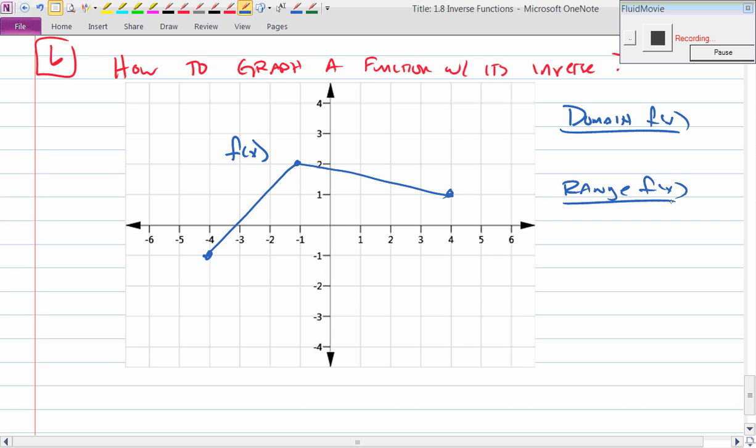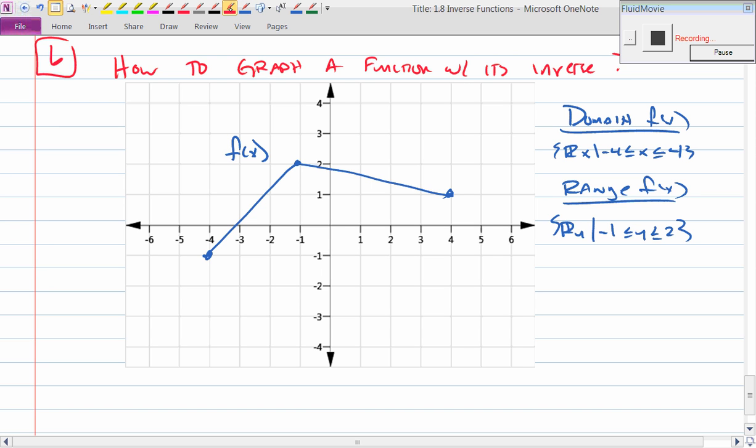Okay, so look at this picture here. What will be the domain? From where to where? Where does it live? Yeah, so all real numbers x such that -4 less than or equal to x less than or equal to +4. Good. What about the range for this one? All real y such that -1 less than or equal to y less than or equal to 2. Good. Okay, good. Now, we want to graph the inverse function.